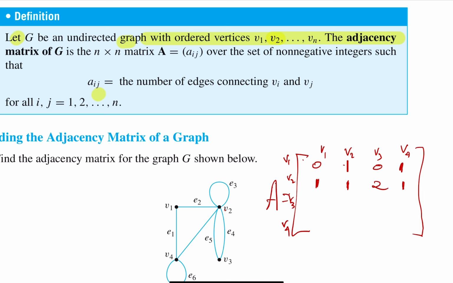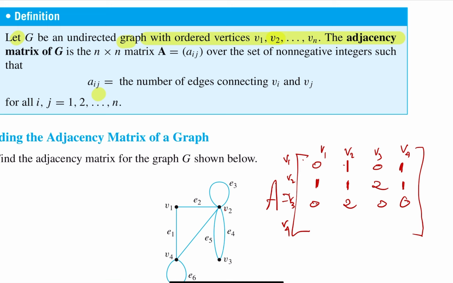Okay. Now V3, V1, check V3 here. Take the vertex V3 and check the vertex V1. Do we have any connection? No. Just put 0. We have 0 here. V3 to V2, we have 2. V3 to V3, do we have a loop at V3? No. 0. V3 to V4, there is no connection. There is no edge. Then we just have to put 0.